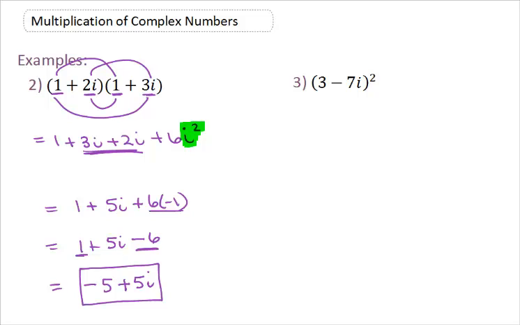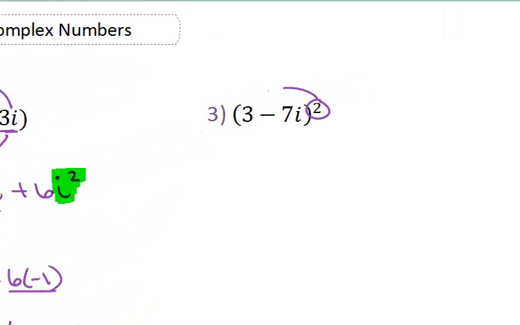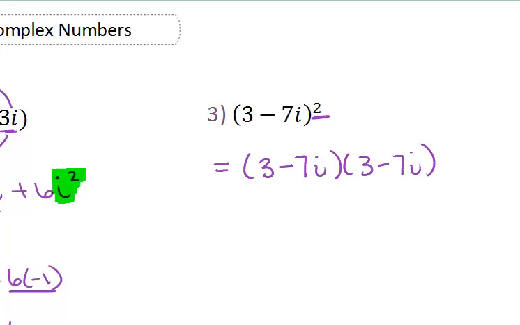Example 3. The wrong way to do this problem is by distributing the square. You cannot distribute a power when you have an addition or subtraction on the inside. The correct way to do this problem is write out what the square means. So that's 3 minus 7i times 3 minus 7i. So again, it's a 2 by 2, so you just FOIL. First, 3 times 3 gives me 9. Outside, 3 times a negative 7i gives me a negative 21i.